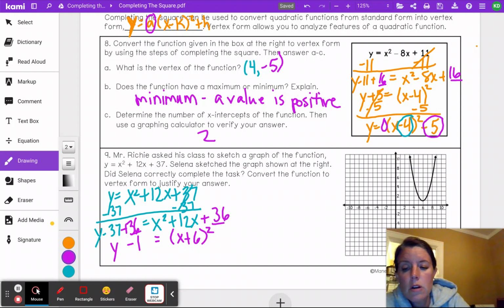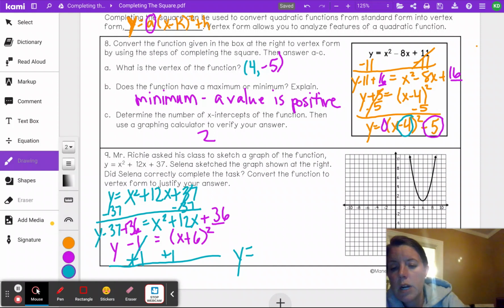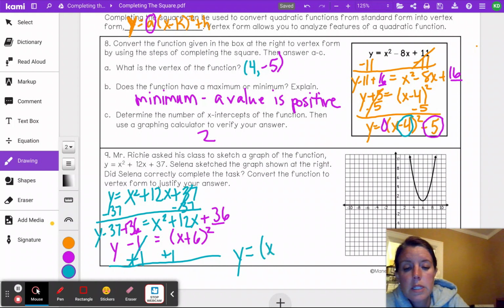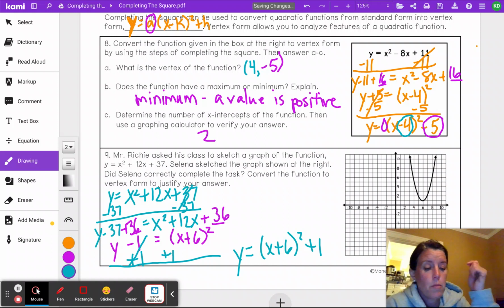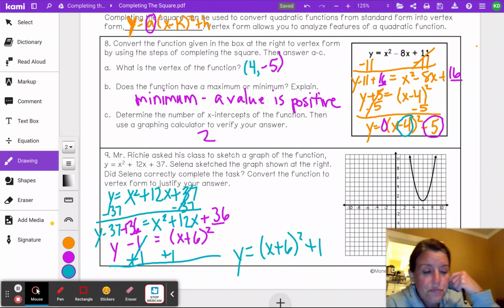So last step in solving is to add 1 to both sides. And then you're left with y equals, got ahead of myself, y equals x plus 6 squared, and then we're going to put the 1 on the end because that's what vertex form is. That number, that constant, is on the end, just like in slope-intercept form.